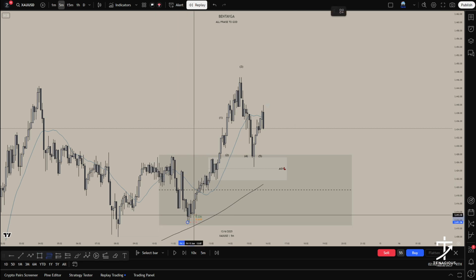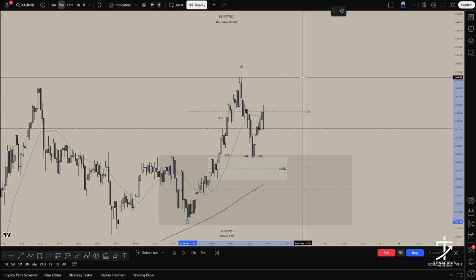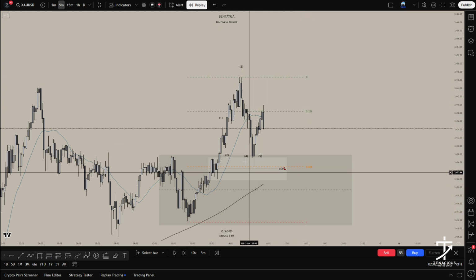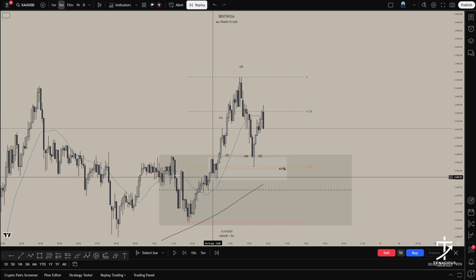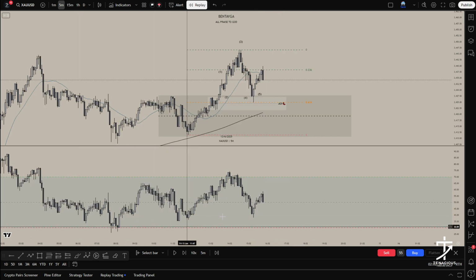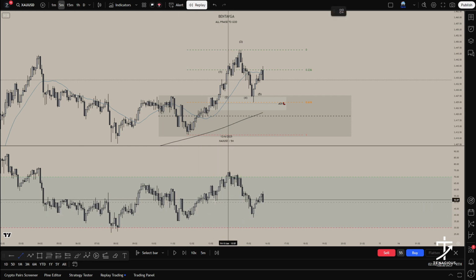Let's see if the 618 gets tapped. 618 gets tapped, depending on... you know what, 618 don't get tapped. It does, it doesn't. Depends on how you see it. And we also have RSI divergence.